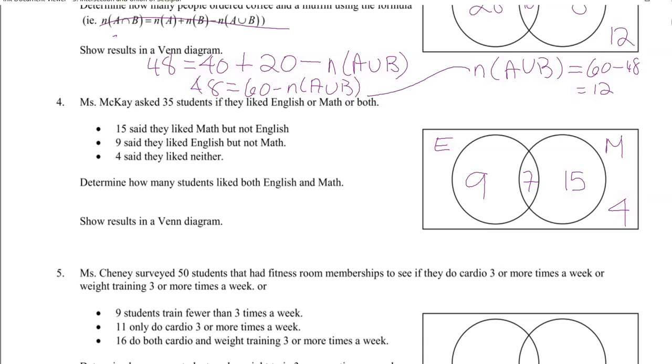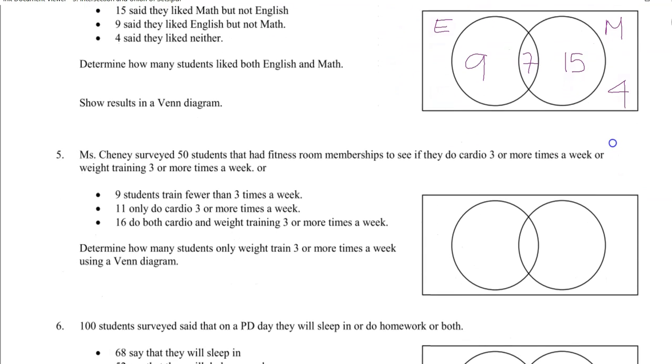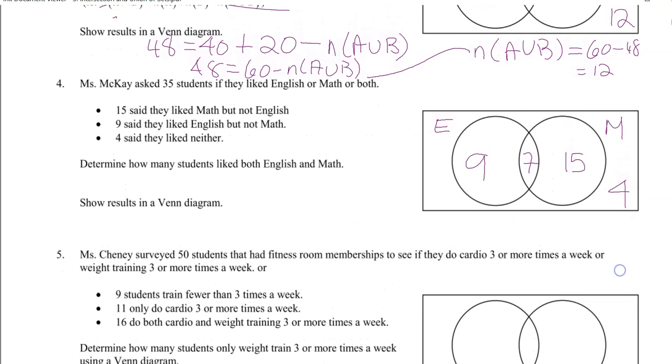Okay, so what do we know? So I started with the 4 said they liked neither. I didn't actually have to, right? 15 said they liked math but not English. So that's only math. 15 liked only math. 9 said they liked English but not math, right? So English only. And then the 4 here, so then we've got 24, 28. It's got to add up to 35. Now, so how many students like both English and math? So 7. Right? Determine and show your work. So as long as the diagram's there, you're good.